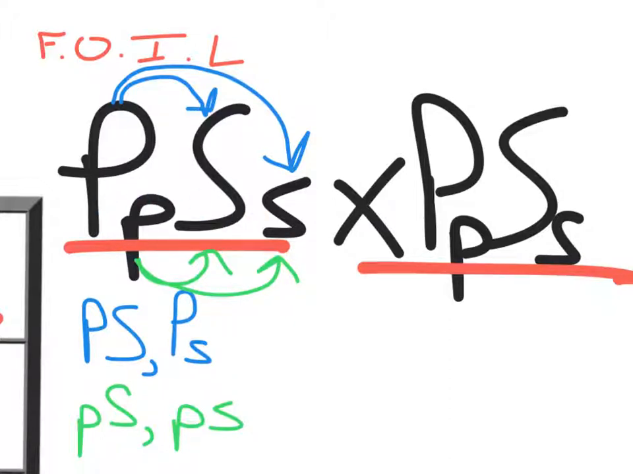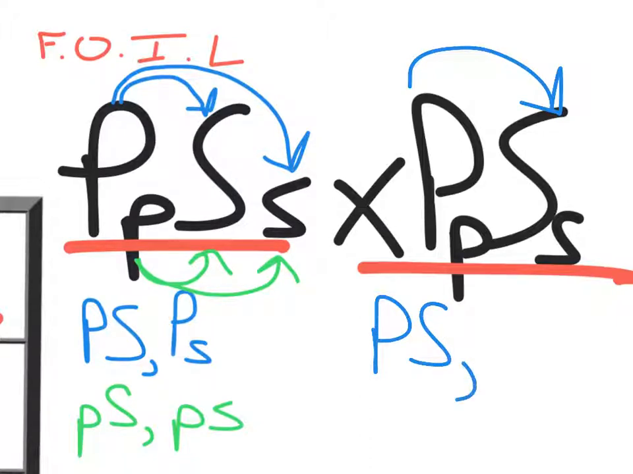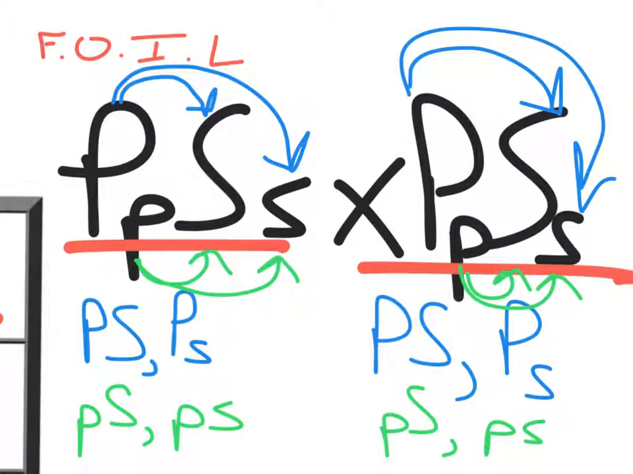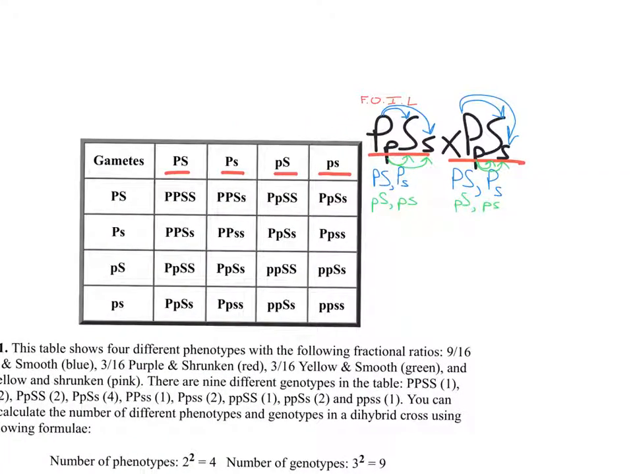What are the four possible combinations of genes? It's the same thing for the other one, because it's first, outer: big P, big S, then big P, little s, then little p, big S, and then little p, little s. So these four are the same as these four, because both parents are double heterozygotes.